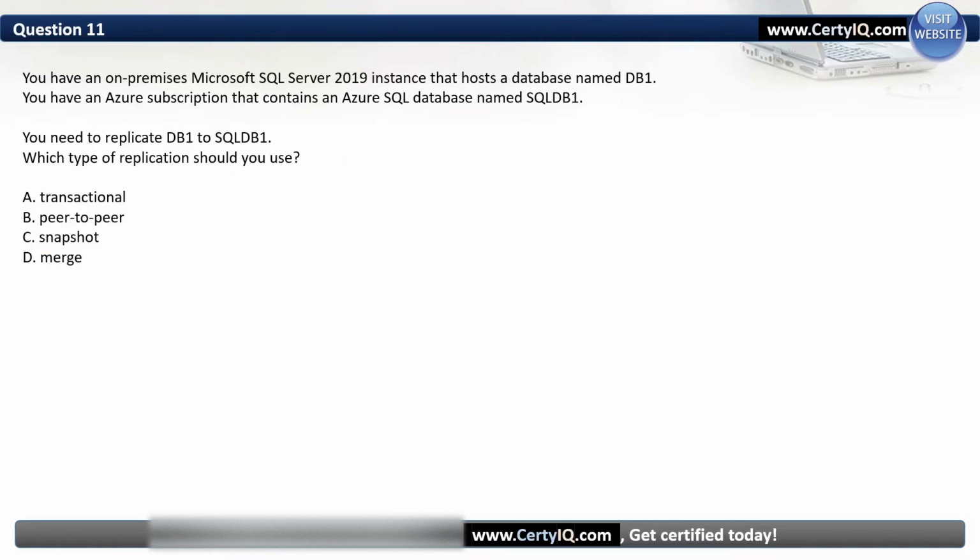Question 11. You have an on-premises Microsoft SQL Server 2019 instance that hosts a database named DB1. You have an Azure subscription that contains an Azure SQL database named SQL DB1. You need to replicate DB1 to SQL DB1. Which type of replication should you use? The correct option is A. Transactional.